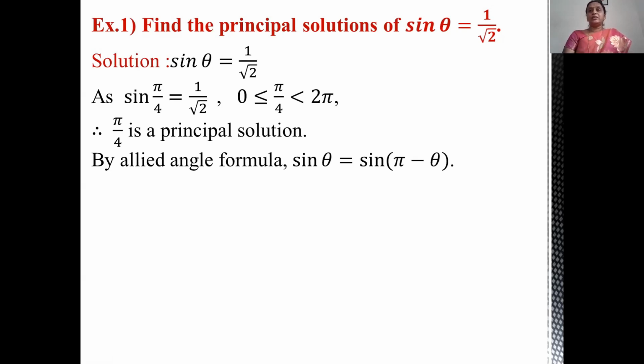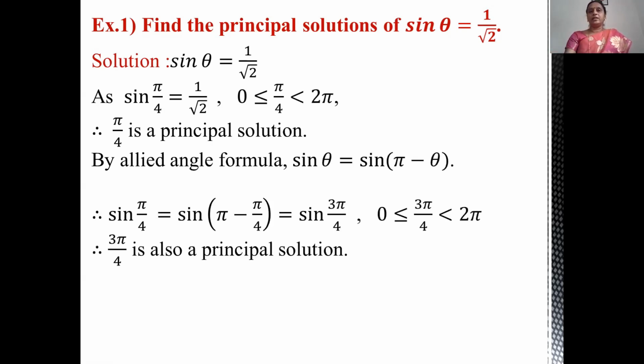Now, as the trigonometric function is periodic, we get a second solution in this interval, and to find that second solution, go to your allied angle table. From that allied angle table, pick the formula sine theta is equal to sine pi minus theta. In this formula, we will put the first value of theta that we have got.